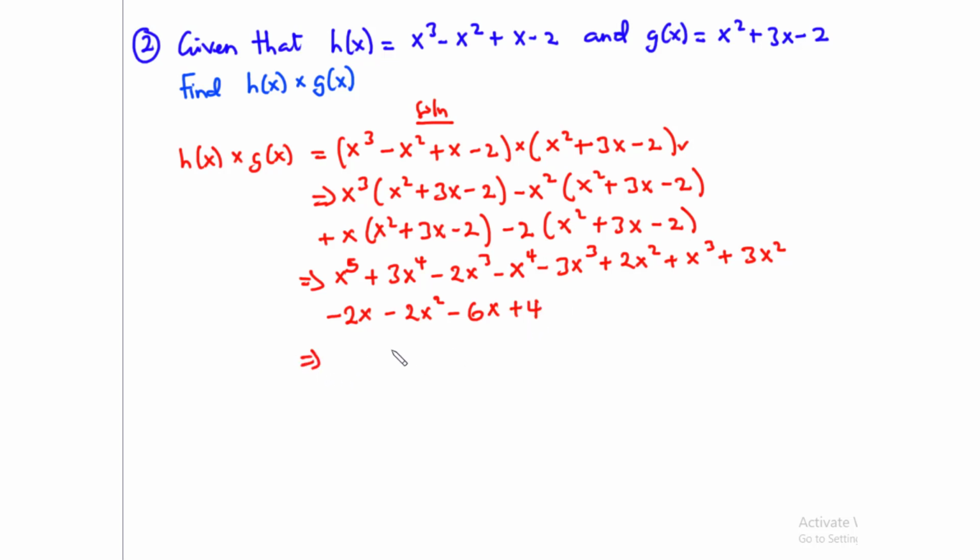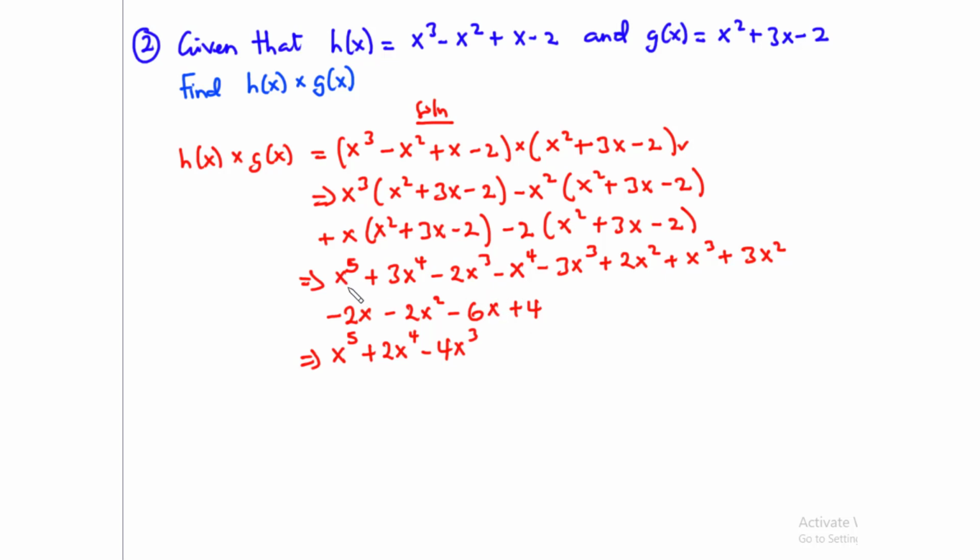Now let's combine like terms. We have only one x exponent 5 term, so we write x exponent 5. We have 3x exponent 4 and then negative x exponent 4. So 3 minus 1 is 2, so we have plus 2x exponent 4. We have negative 2x exponent 3, negative 3x exponent 3, and then x exponent 3. So negative 2 minus 3 is negative 5, plus 1 is negative 4. So we have negative 4x exponent 3.